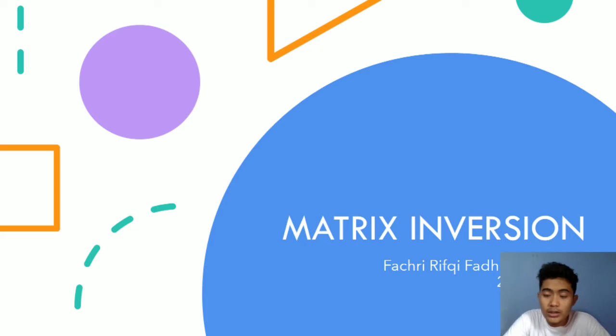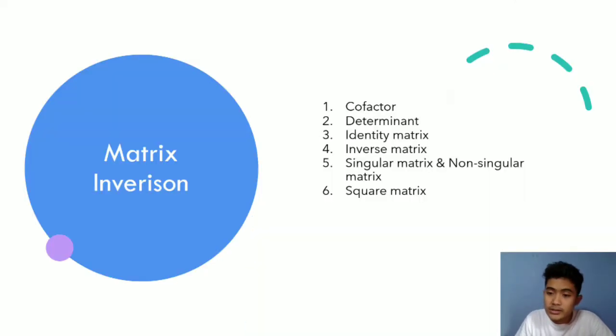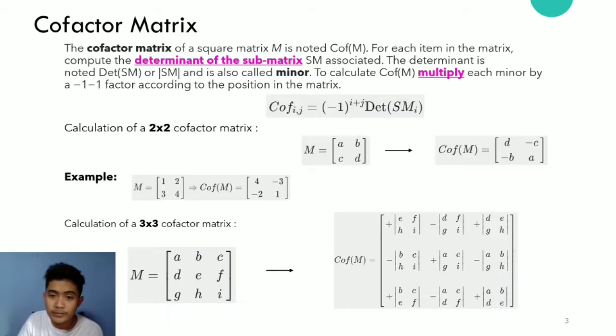Today I will explain about matrix inversion. First, in these six subchapters I will explain about matrix inversion. First is cofactor, 2 determinant, 3 identity matrix, 4 inverse matrix, 5 singular matrix and non-singular matrix, 6 square matrix. Let's go to the first chapter.